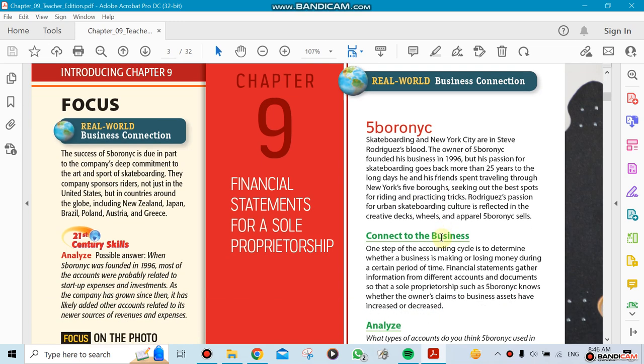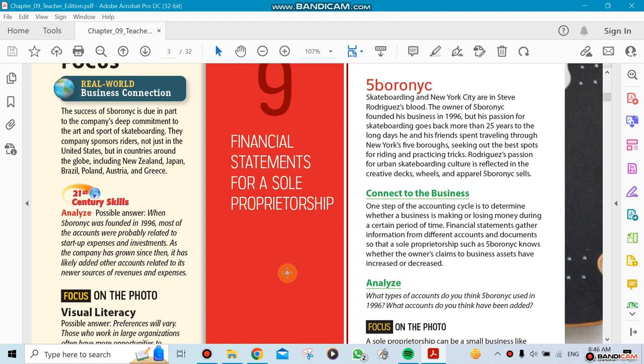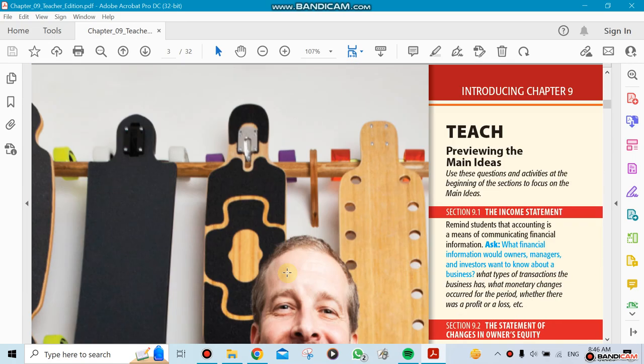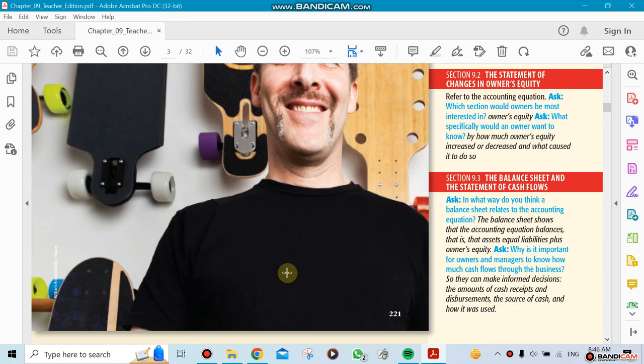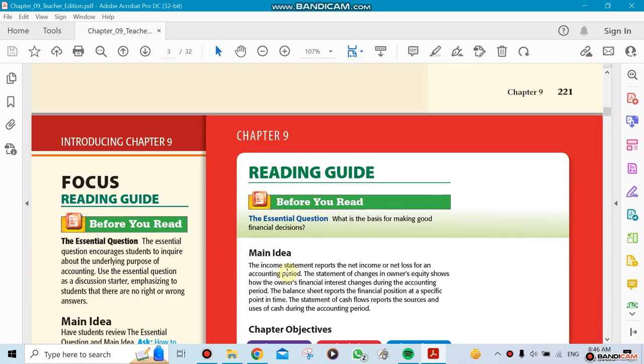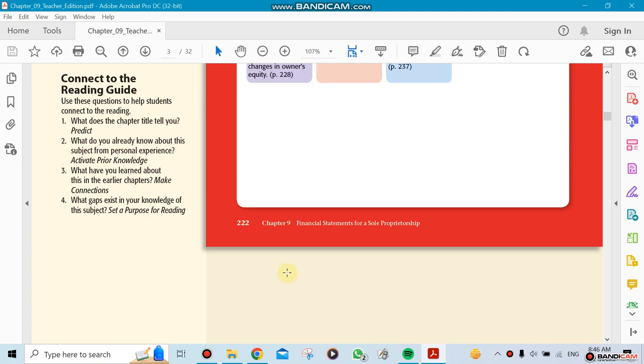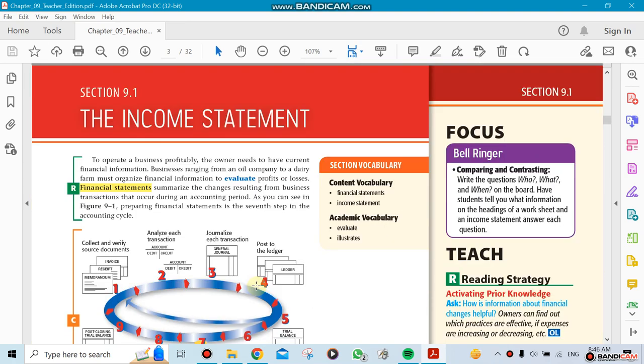Chapter 9, the financial statements for a sole proprietorship. Okay, now we know that at the end, after all the work we did, we need to do a financial statement. So we need to be representing the numbers that we did in chapters 8, 7, 6, and all that. So now chapter 9 will do this for us. The first statement is going to be the income statement.